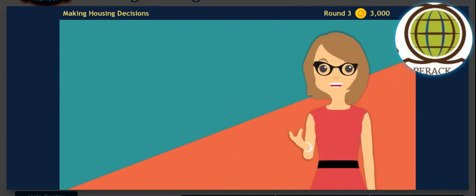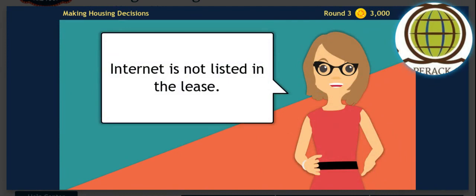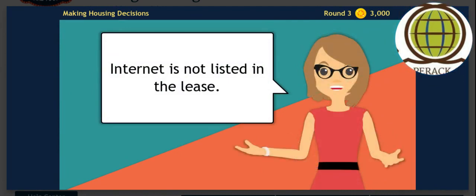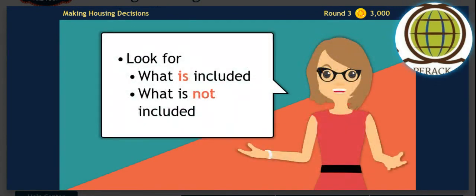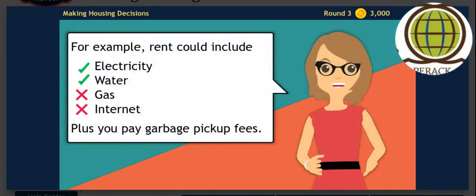That's correct. The lease lists only what the landlord will provide. Access to the internet is not listed. So, as the tenant, Paulo would have to pay for internet access if he wants it. When reading your lease, look for what's included as well as what's not included in the rent. For example, the rent may include electricity and water, but not gas or internet. Or perhaps garbage pickup fees are required, but not included in the rent.